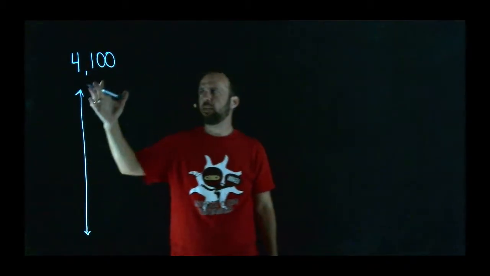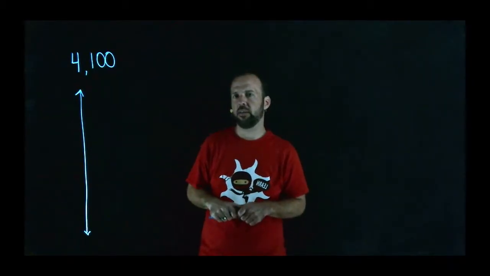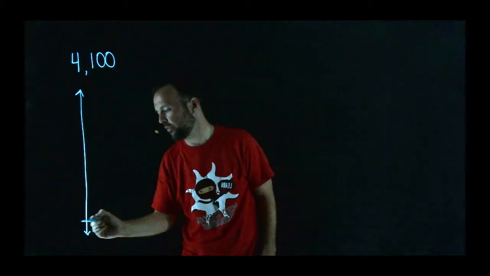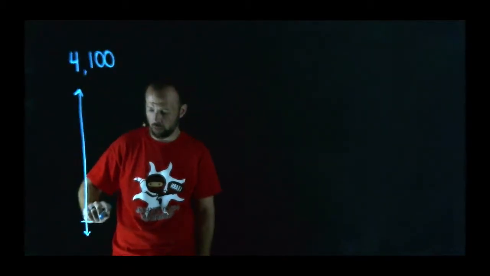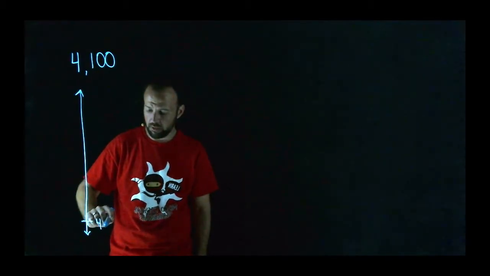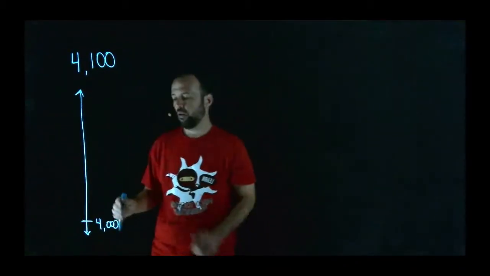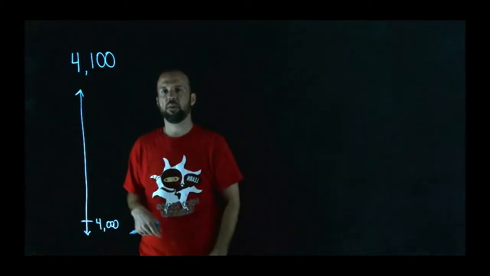And if you could, tell me how many thousands are in the number 4,100. Perfect, there's going to be 4,000 in there. So that's where I'm going to start my low point at. My first spot on here is going to be 4,000, okay? What would one more thousand than 4,000 be?